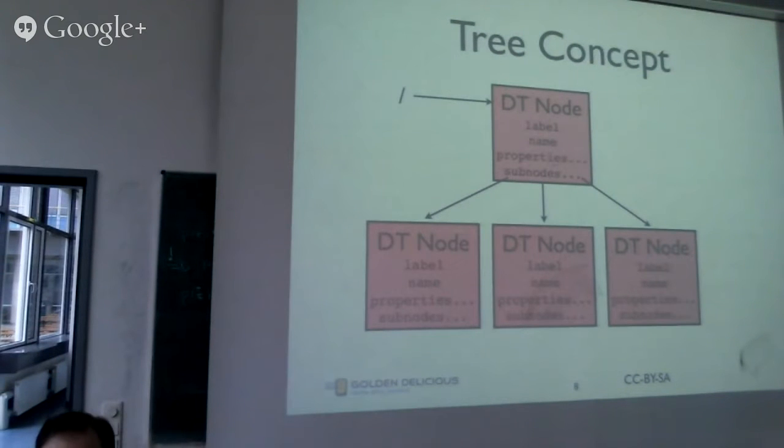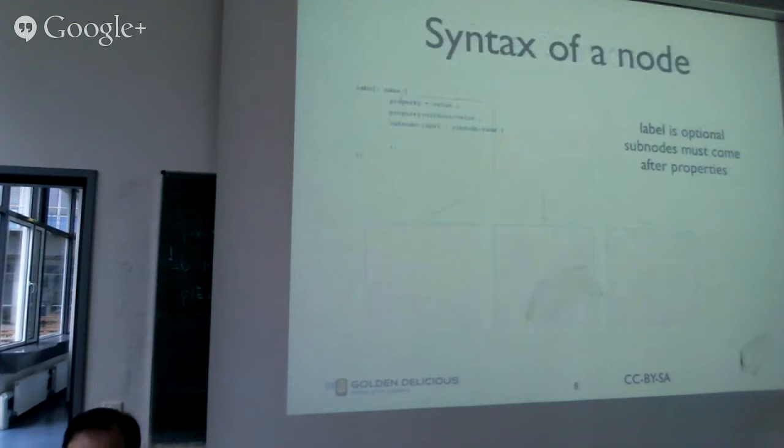Now, the device tree concept. The concept is a tree of device tree nodes, and the nodes, they have a label, a name, and properties, and they can have subnodes. So this forms a tree of these data structures. There's a root node, and that has to be defined in the device tree system.